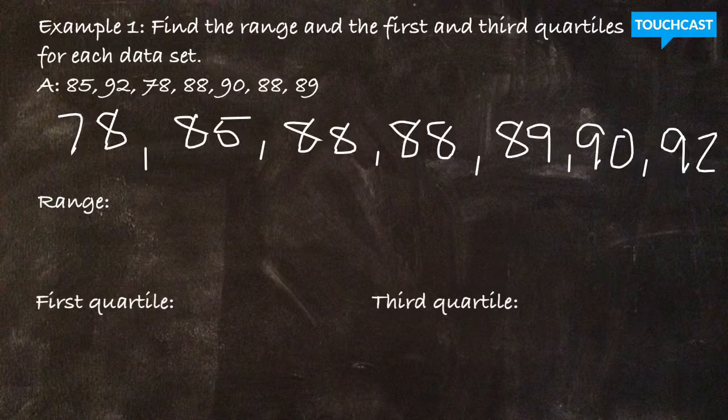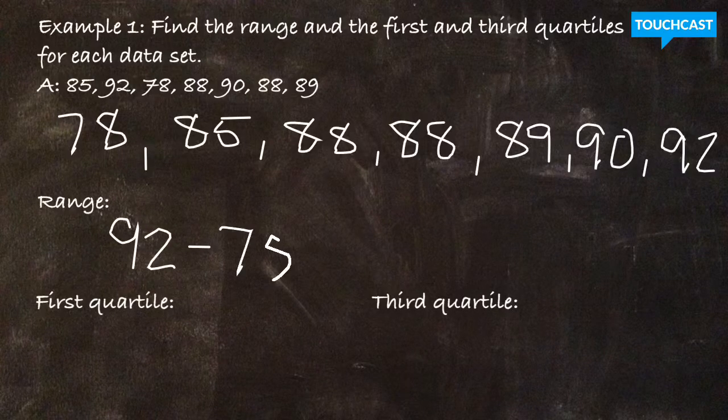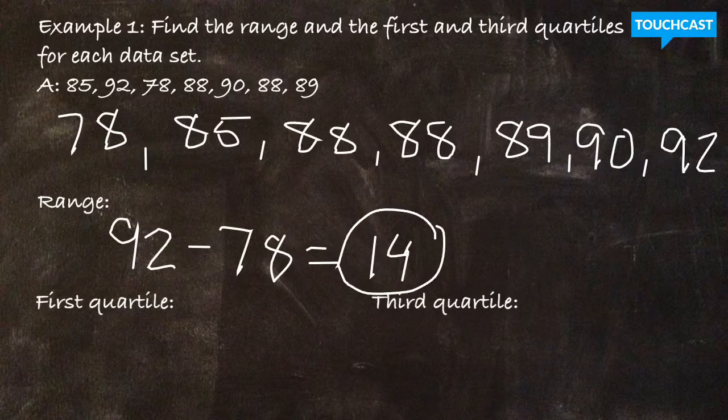Now to find the range, we're going to take the biggest number, which is 92, and we're going to subtract the smallest number from it, 78. And 92 minus 78 is 14. So our range of this data set is just 14.